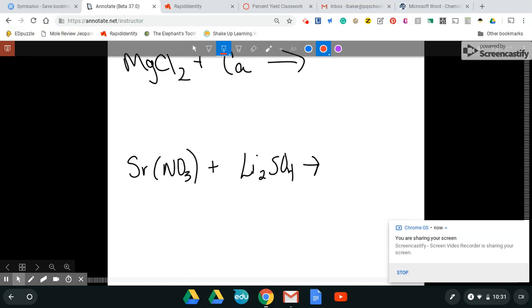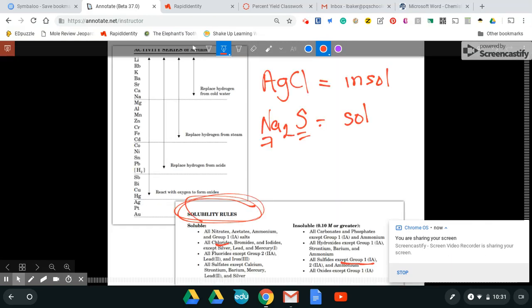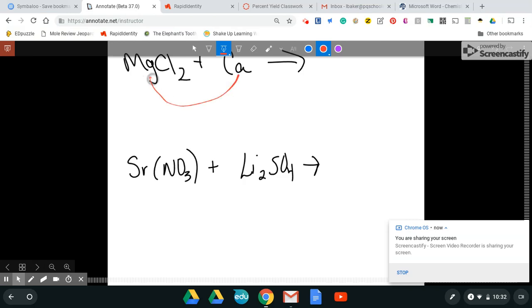So let's predict. First of all, I've got magnesium chloride plus calcium. Can calcium replace magnesium? If you go back to here, this is magnesium, here's calcium. The one you're trying to replace has to be higher, okay? So calcium is higher than magnesium, so it can replace it. So this would be CaCl2 plus Mg, okay? And notice that it's already balanced. I don't even have to go about balancing it.